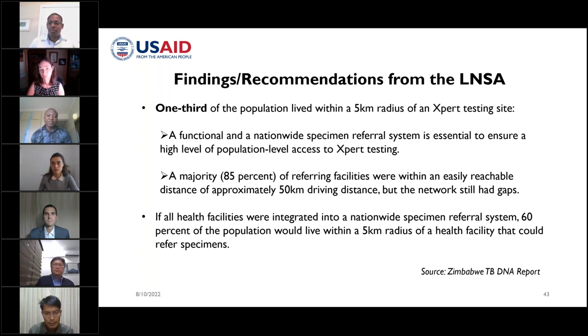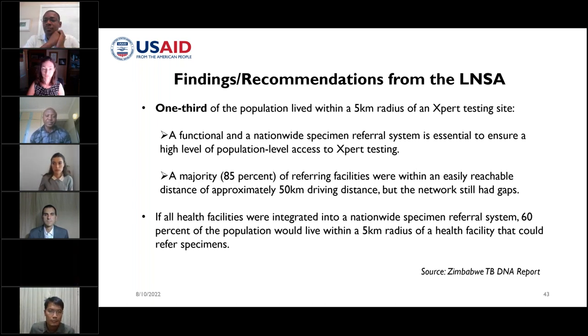So the findings from this spatial analysis were that one third of the population then lived within a 5 kilometer radius of an Xpert testing site. So it was recommended that a functional and nationwide specimen referral system was essential to ensure a high level of population level access to Xpert testing. And this would ensure that a majority, 85% of referring facilities, were within an easily reachable distance of approximately 50 kilometer driving distance, but still the network had gaps. So if all health facilities were integrated into a national specimen referral system, this would improve to 60% of the population living within a 5 kilometer radius of a health facility that could refer specimens. Next slide, please.